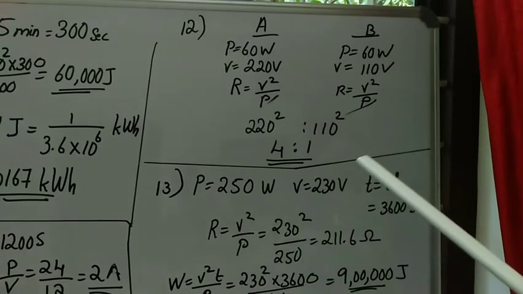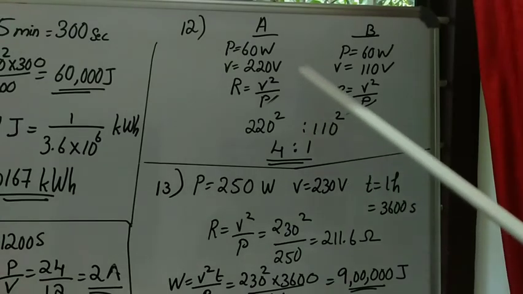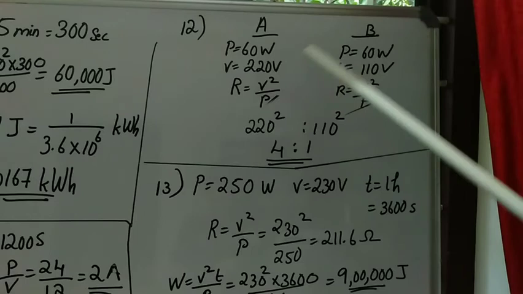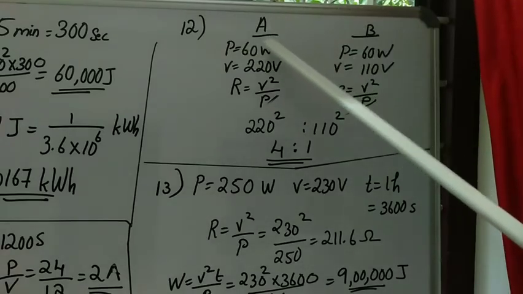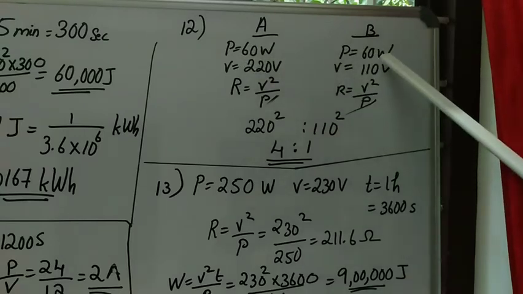Next, question number 12. Two bulbs are rated 60 watt 220 volt and 60 watt 110 volt. So we are going to compare. First power is 60, second power also 60.